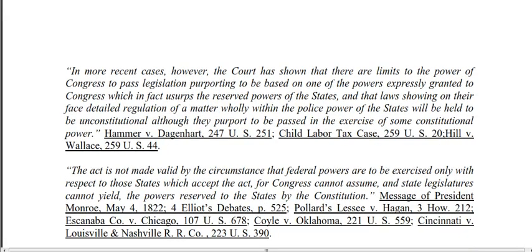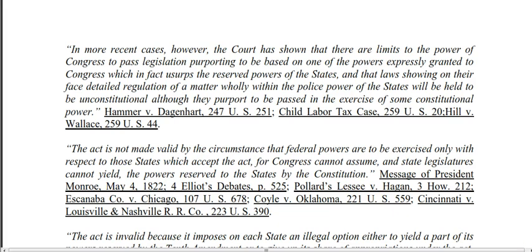In Hammer versus Dagenhart, in more recent cases, however, the court has shown that there are limits to the power of Congress to pass legislation purporting to be based on one of the powers expressly granted to Congress, which in fact usurps the reserved powers of the states, and that laws showing on their face detailed regulation of a matter wholly within the police power of the states will be held to be unconstitutional, although they purport to be passed in the exercise of some constitutional power.